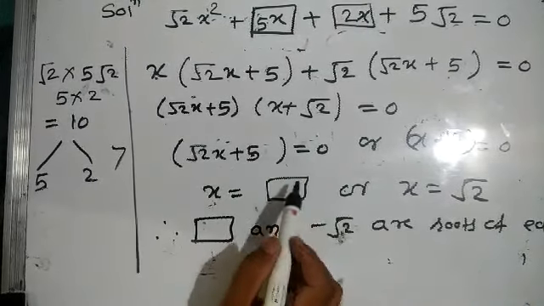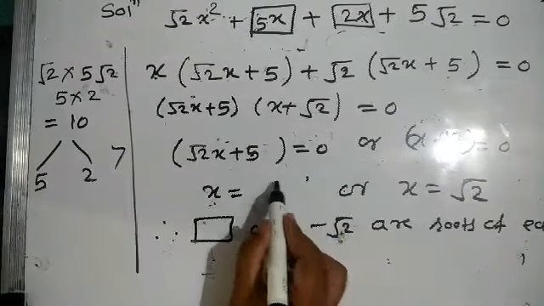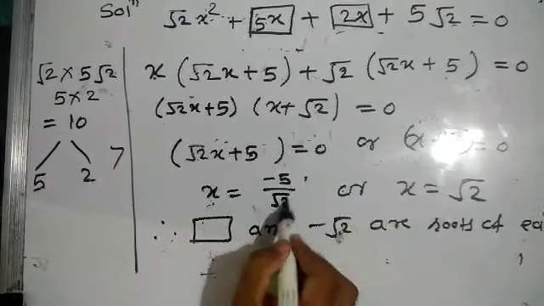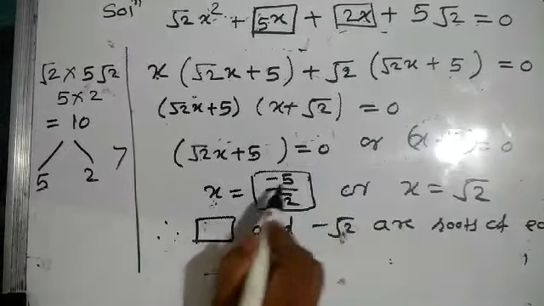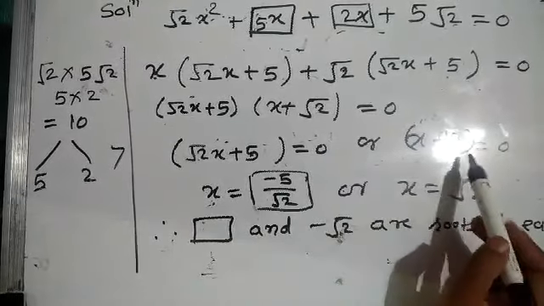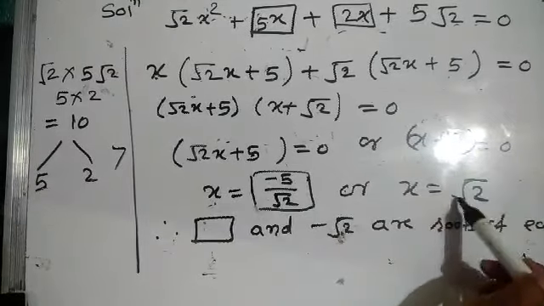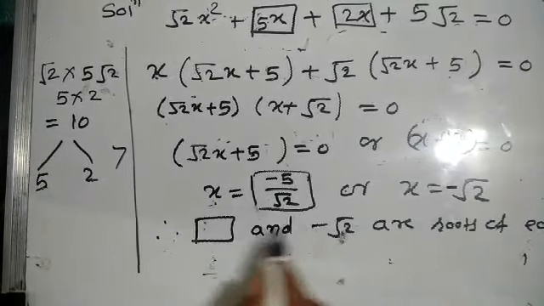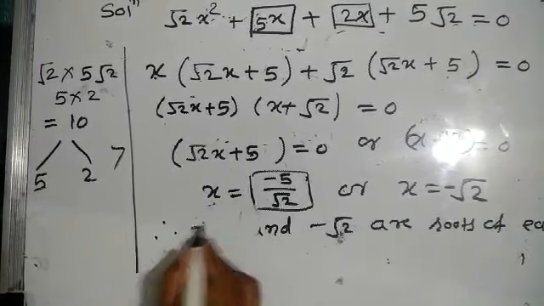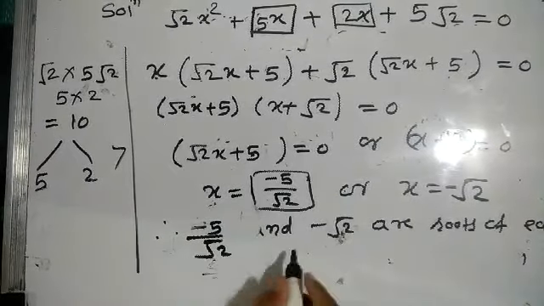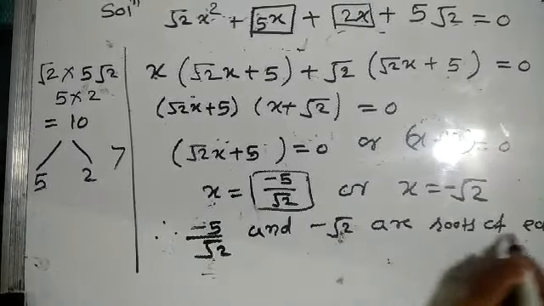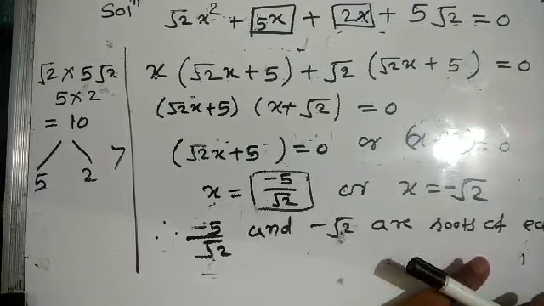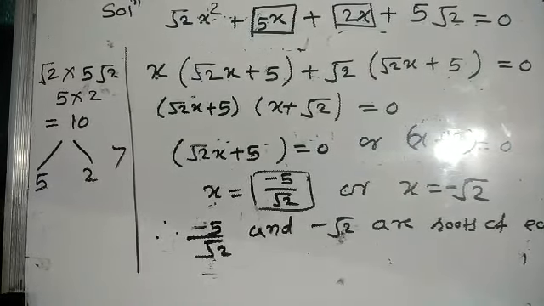Take this 5 to the right hand side. Here it becomes minus 5. Take this root 2, it is minus 5 upon root 2. And here when we write this plus root 2 to the right side, we get minus root 2. Therefore, here minus 5 upon root 2 and minus root 2 are the roots of the equation. This is an activity based problem, and this problem requires a lot of practice. Then you can solve easily.